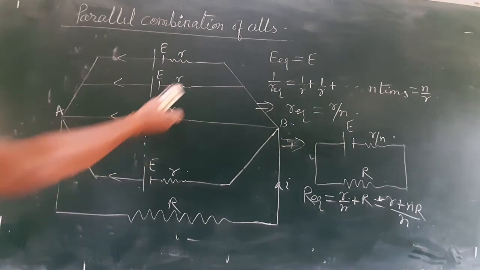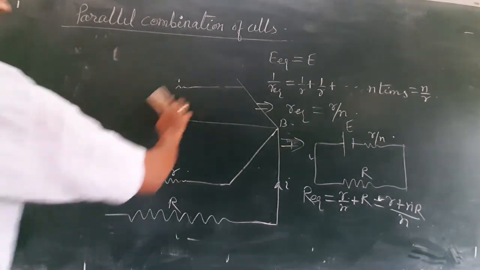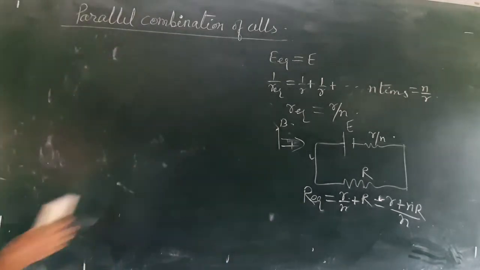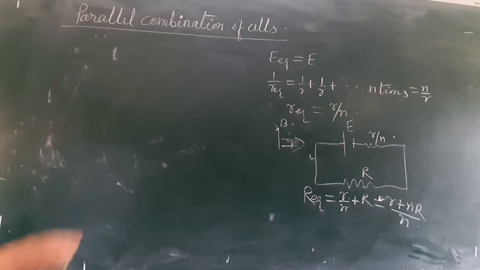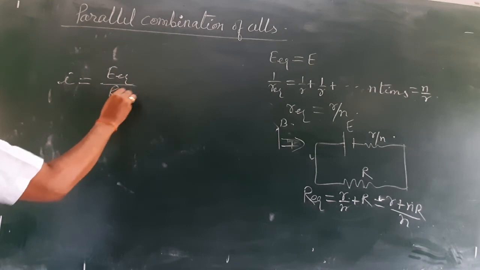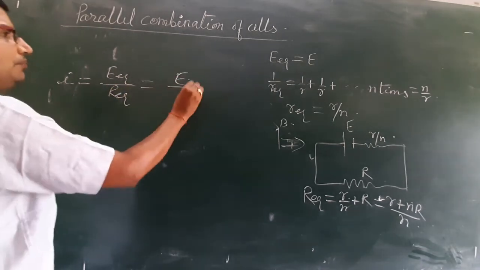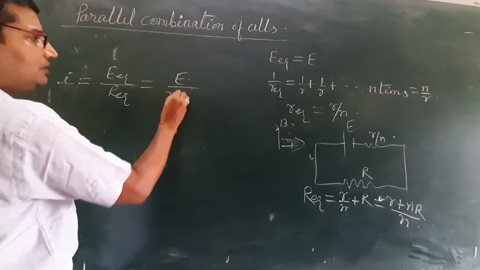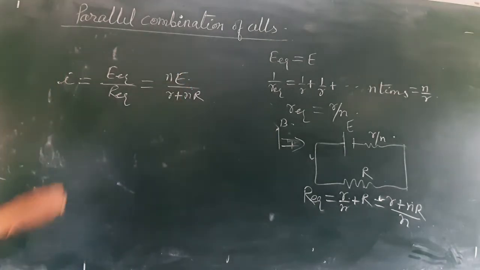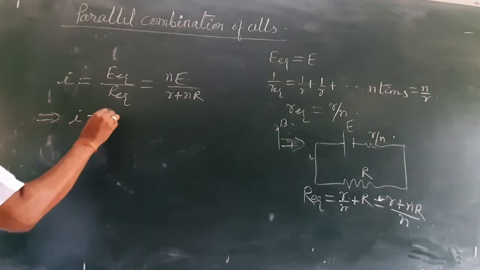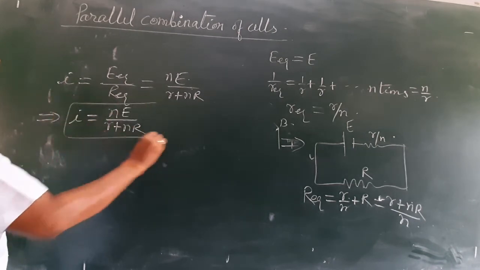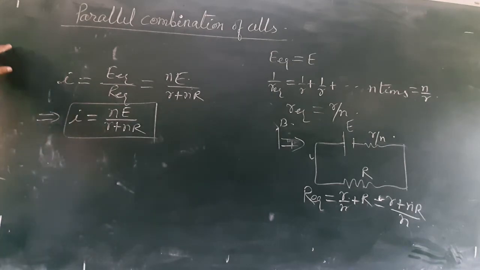Now, the total current in the circuit I is equal to equivalent EMF upon equivalent resistance. And what about equivalent EMF? E upon equivalent resistance, which is (r + nR) upon n. So it will be I is equal to nE upon (r + nR).